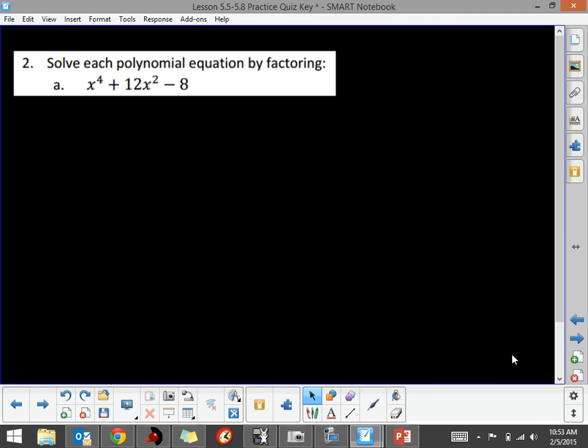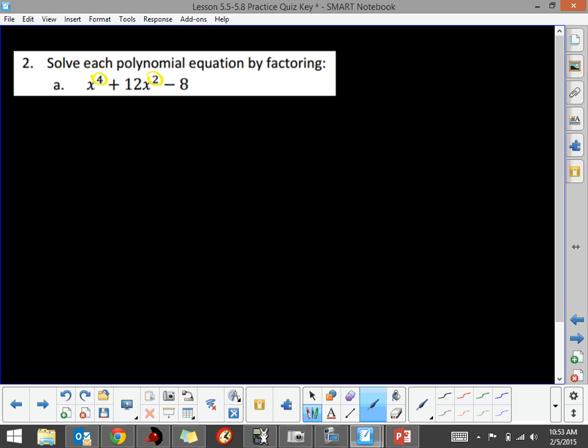In question number 2, we're going to solve each polynomial equation by factoring. These are the polynomials that were quadratic-ish or quadratic-like. Remember, the key on this is make sure that your powers are halvesies of each other. So as long as this power of 2 is half of 4, we've got a possibility of converting this into a quadratic type equation. So we made these adaptations to it.